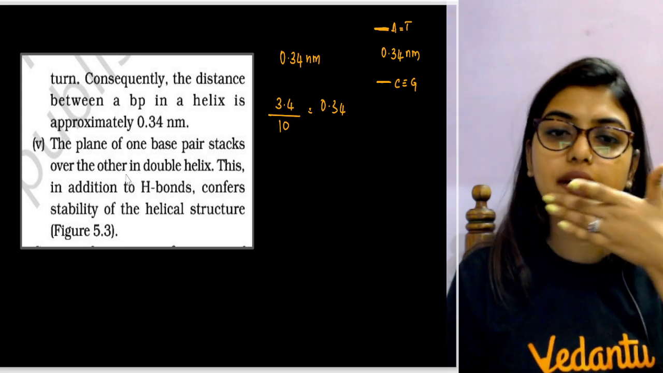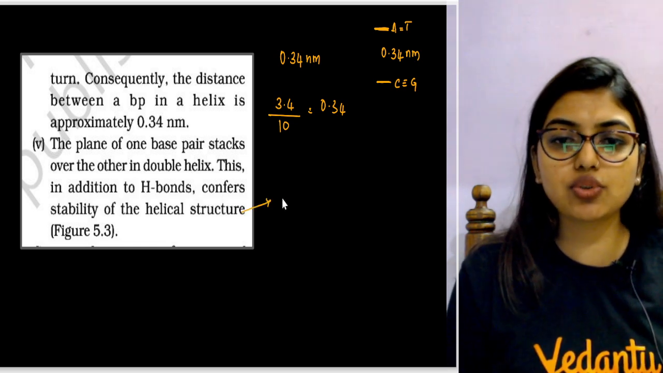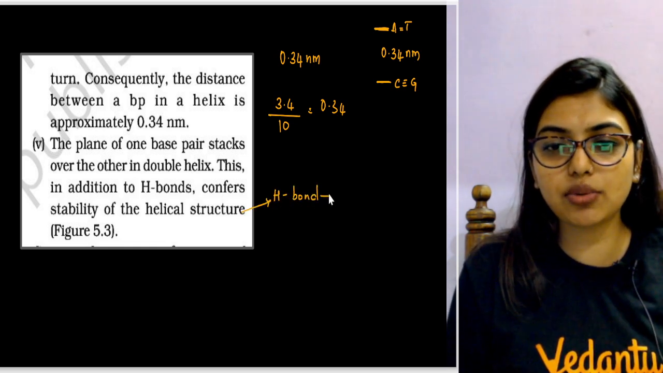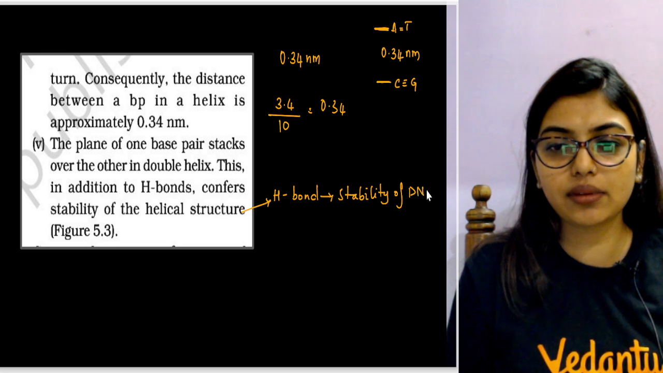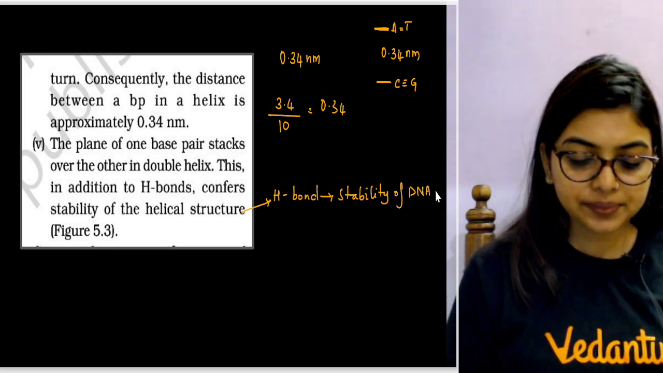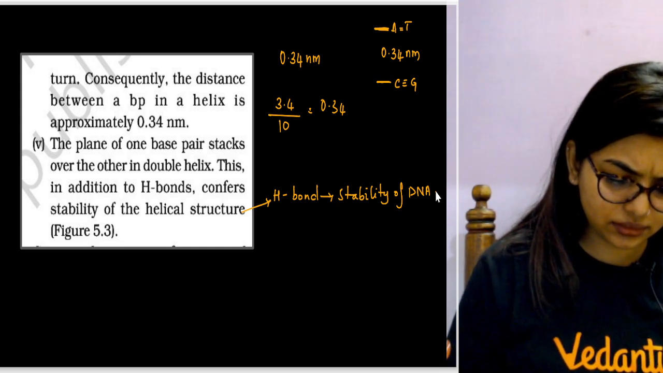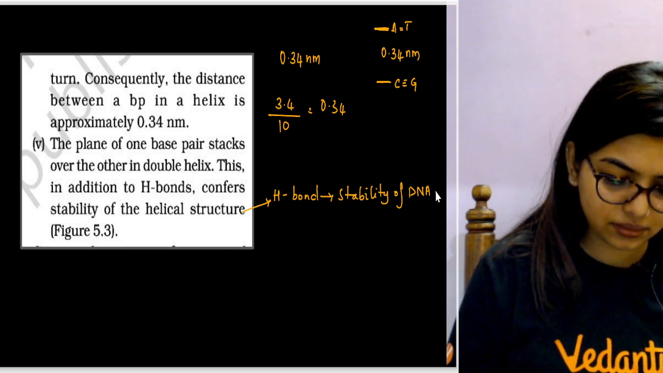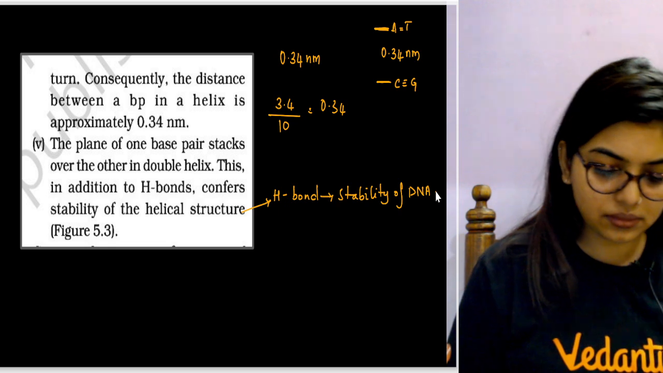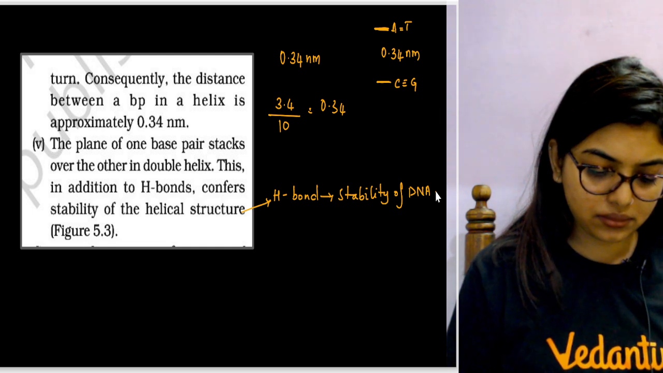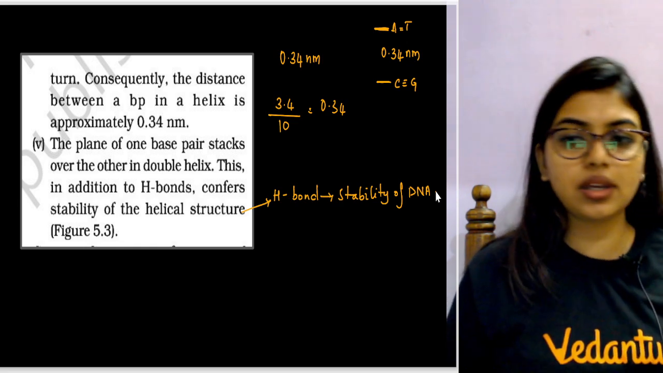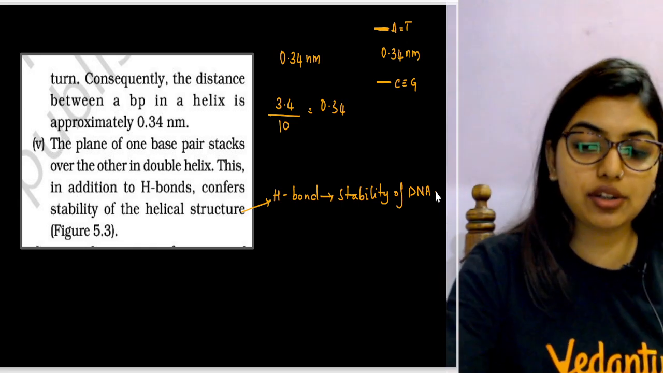The plane of one base pair stacks over the other in the double helix. This, in addition to the hydrogen bond, confers stability. Hydrogen bond is one of the core reasons for the stability of the DNA.